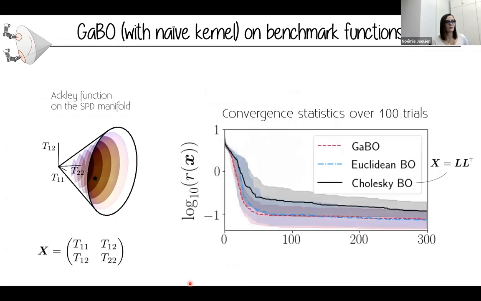Again, some convergence statistics. In that case, we compared GaBO with the Euclidean Bayesian optimization, and also with what we call Cholesky Bayesian optimization. Simply, you use the Cholesky decomposition of the SPD matrix, and you apply the Euclidean BO on this Cholesky decomposition, so on the L matrix that we have here. We see again that GaBO converges faster and usually outperforms those Euclidean methods, especially the Cholesky one.